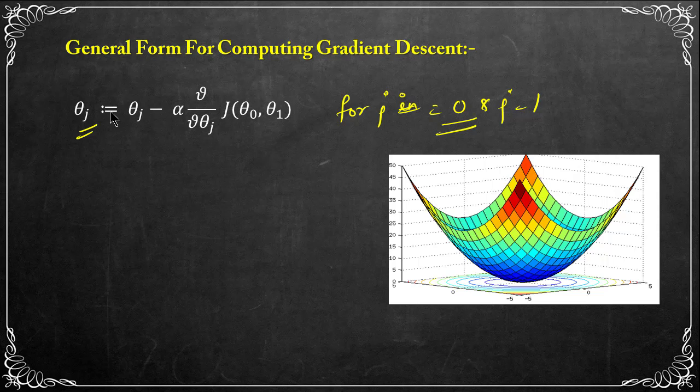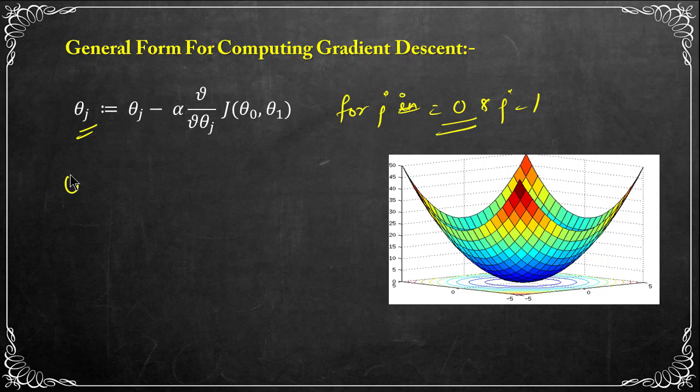Okay, now let's keep this picture aside and see what I'm going to do here. First of all, what is this here? We have talked about j equals 0 and j equals 1. I think that you're confused.